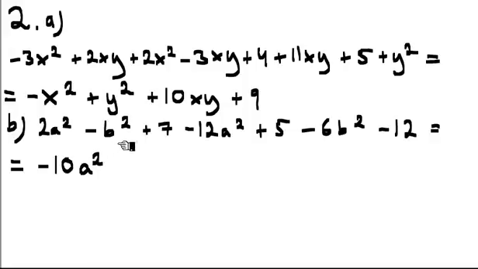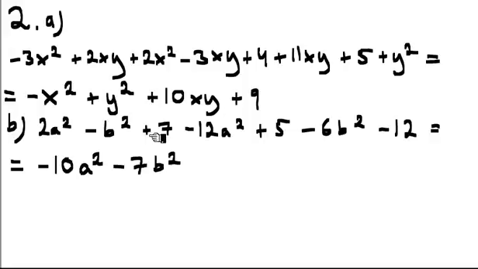Let's move on to b2. We have minus 1 b2 or just minus b2. It's the same thing. And then we have minus 6 b2. So how many b2 do we have? We have minus 1 minus 6. That's minus 7. So minus 7 b2.